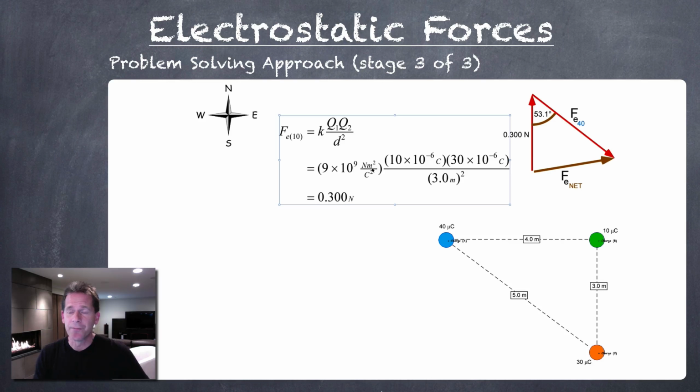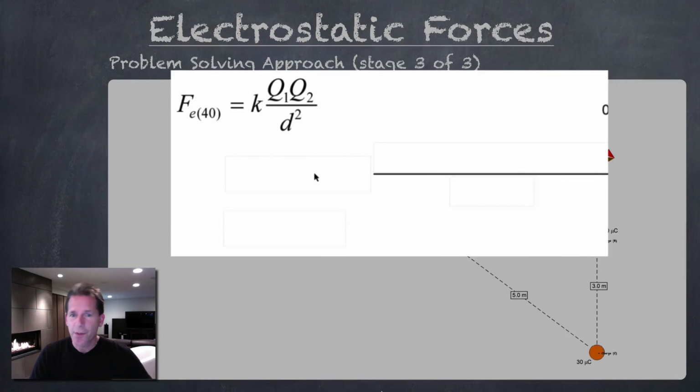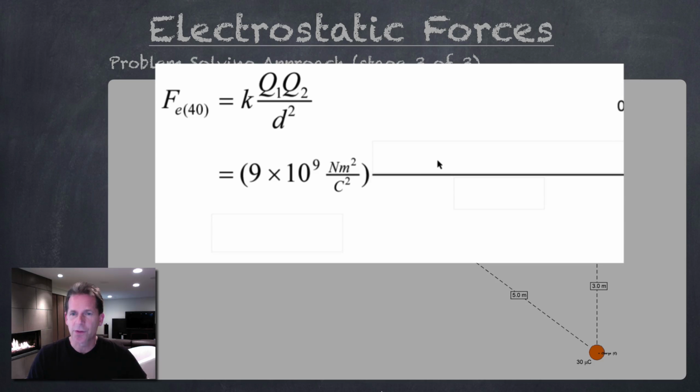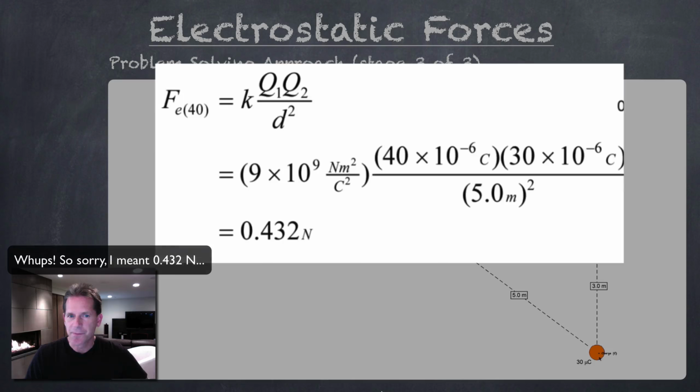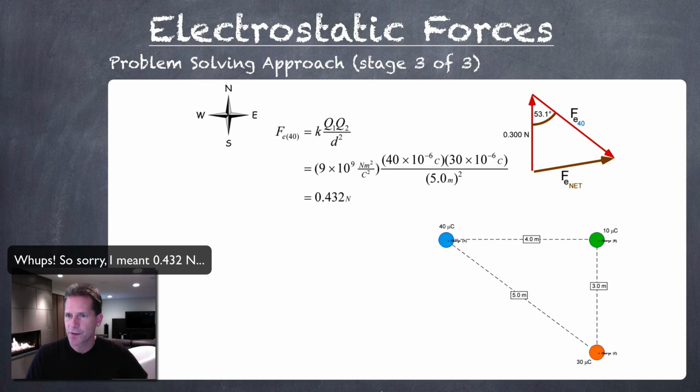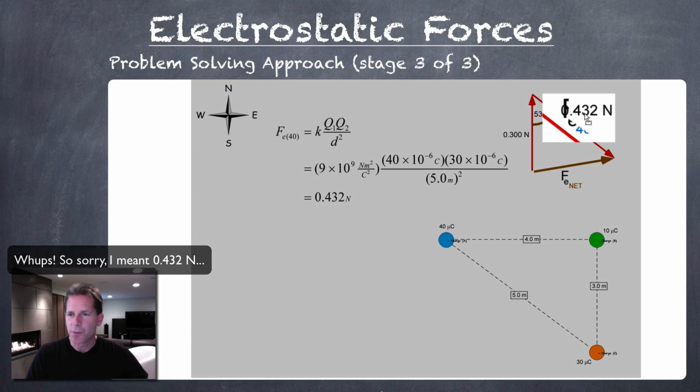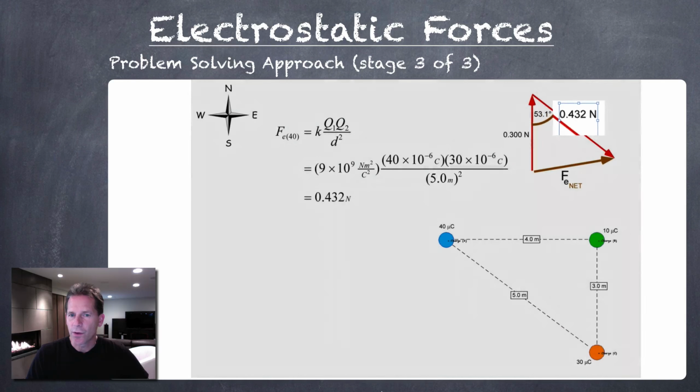Let's try the second one. So the electric force due to the 40 microcoulomb charge, our substitution of Coulomb's constant, the two charges, 40 and 30 microcoulombs. The distance between them in this case now is 5 meters. Don't forget to square the distances. As you put this all in your calculator, see if you agree with the solution, 0.32 newtons.